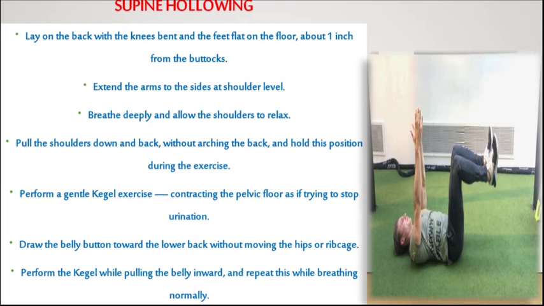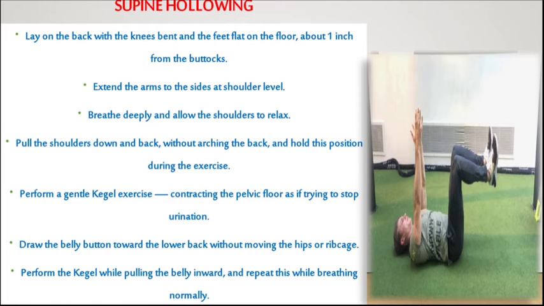Then extend the arms to the side at shoulder level. Breathe deeply and allow the shoulders to relax. Pull the shoulders down and back without arching the back, and hold the position during the exercise. Then perform a gentle Kegel exercise, contracting the pelvic floor as if trying to stop urination. Then draw the belly button toward the lower back without moving the hips or ribcage.